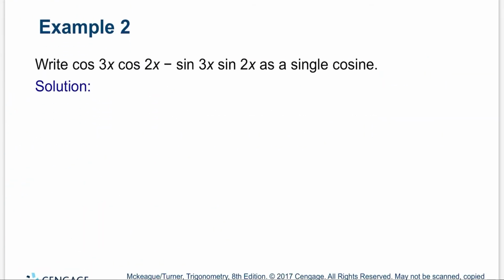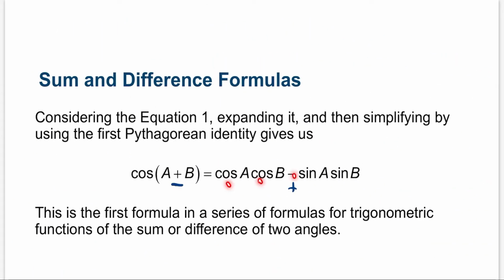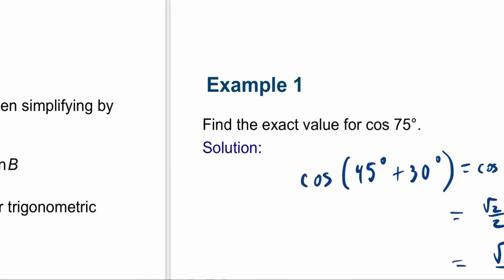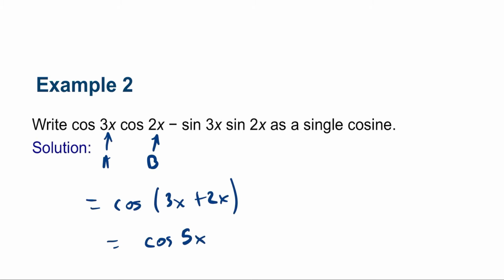For the next example, this time we're going to work backwards. We're going to work on the right side and convert it to the left side. So it's cosine, cosine minus sine, sine. So that's going to be cosine of the first angle plus the second angle. Cosine of the first angle, which we can call A, and call that one B. So that's going to equal the cosine of A plus B, which is 3x plus 2x, which is cosine of 5x. So that would do it.